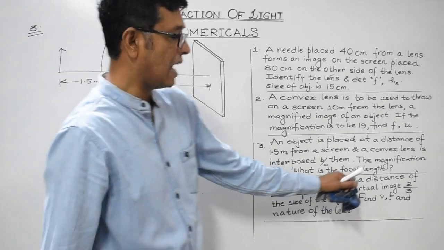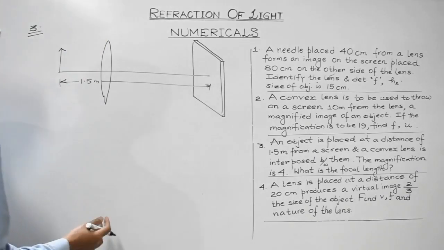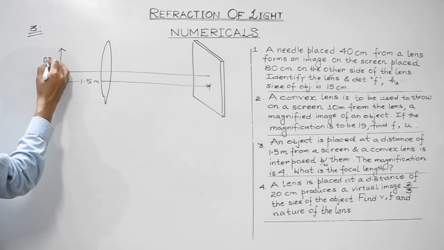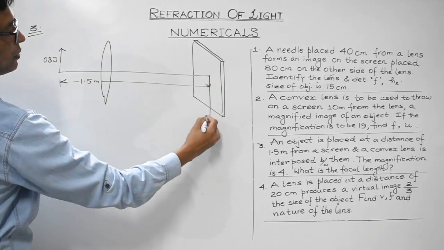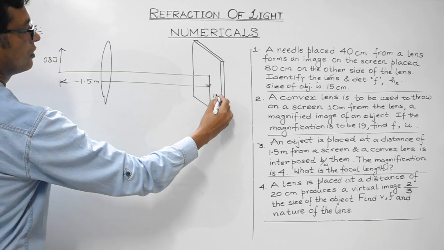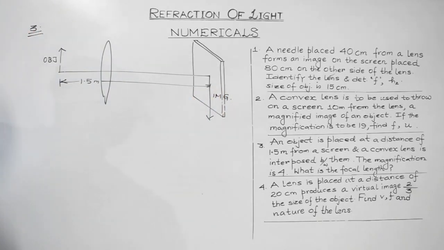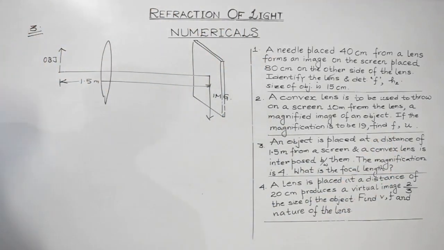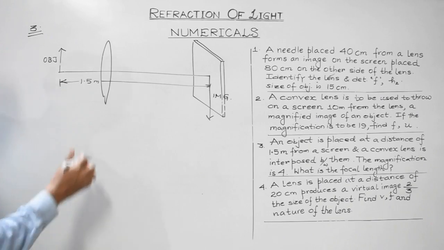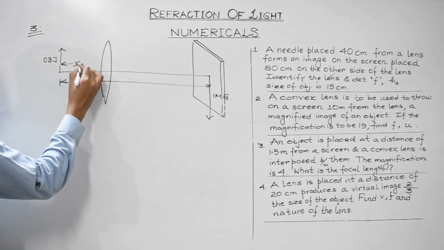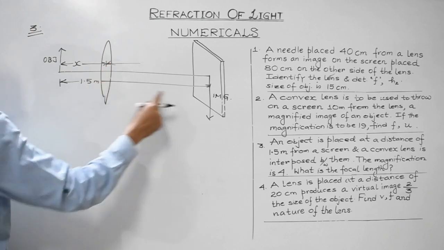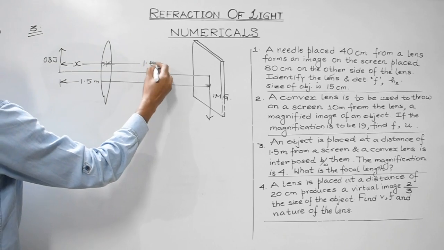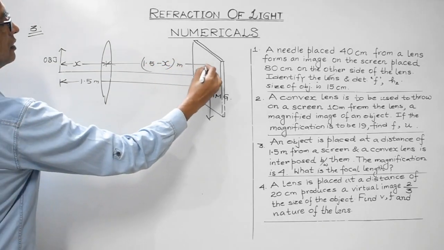Right? The magnification is 4. Means the size of the image obtained is 4 times the size of the object. This is suppose the object and this is the image obtained. Its size is 4 times. Now we are supposed to find out the focal length of the lens. This is given, students. So what to do is, if it is considered to be x, then it is 1.5 meter, this is x meter, so the remaining distance would be 1.5 minus x meter.